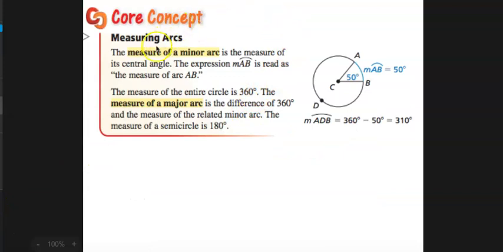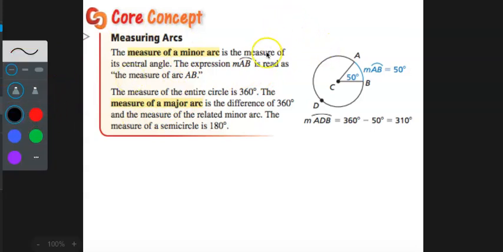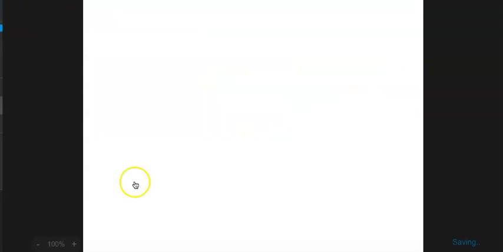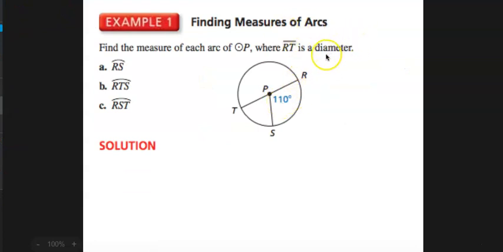Let's see what we got. Measuring the minor arc and the major arc: please recognize that a whole circle is 360 degrees. If the minor arc is given to you as 50, then the major arc ADB, going completely around the circle, is 360 minus that. So the 310 and the 50 make up the 360 degrees. Nothing too crazy.